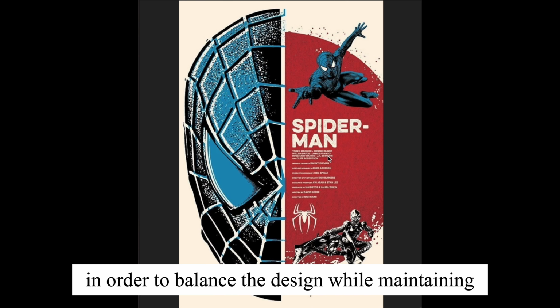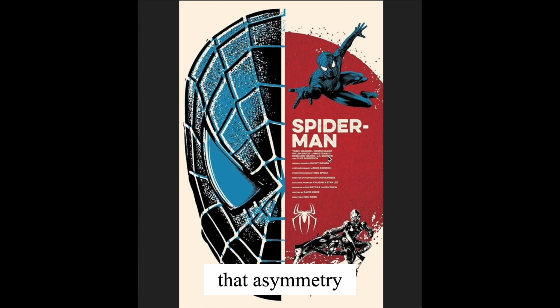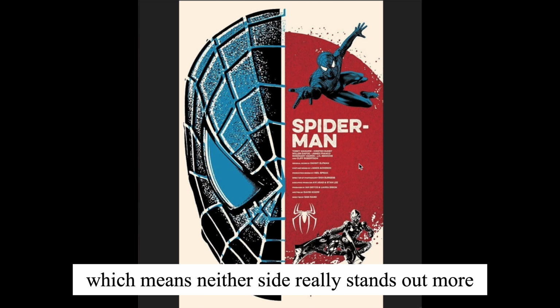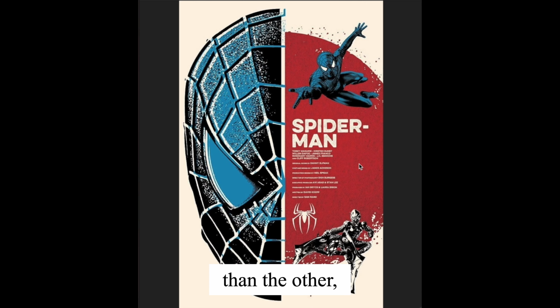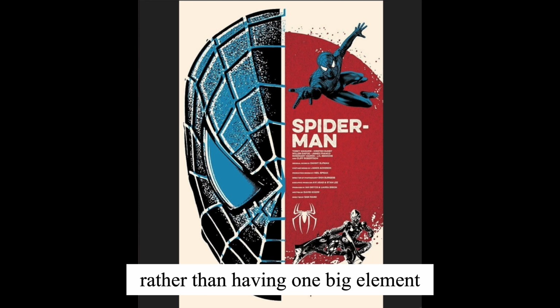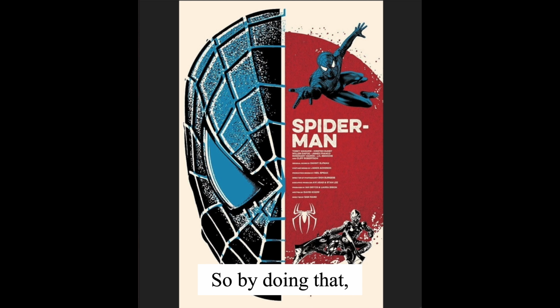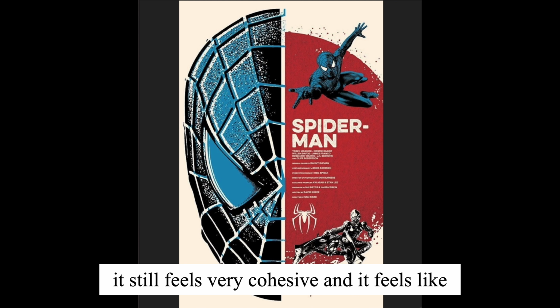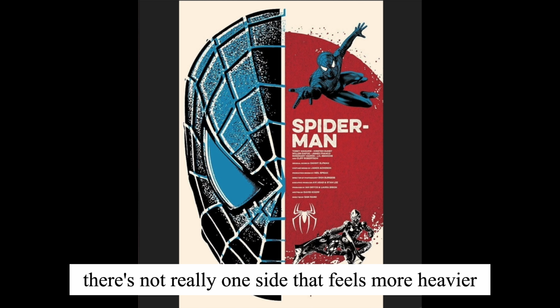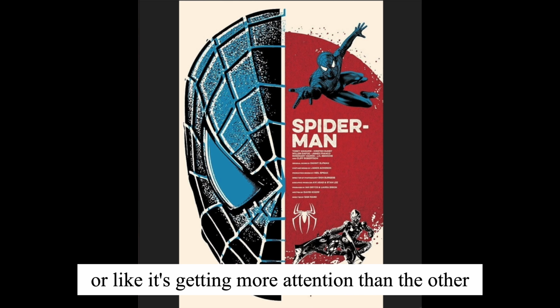In this case, in order to balance the design while maintaining that asymmetry, they use two contrasting colors, which means neither side really stands out more than the other, and they also use more elements that are just smaller on this side, rather than having one big element. So by doing that, even though it's asymmetrical, when you look at the design, it still feels very cohesive and it feels like everything goes in the proper spot. There's not really one side that feels heavier or like it's getting more attention than the other.